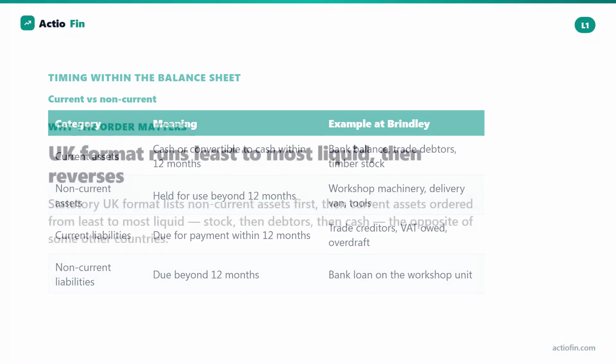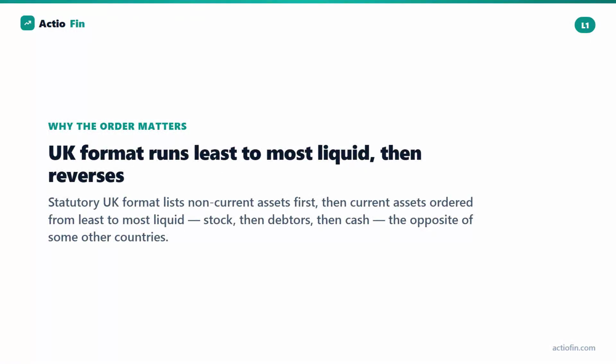A small formatting detail that trips up anyone used to a different country's conventions. The standard UK statutory format lists non-current assets first, followed by current assets ordered from the least liquid to the most liquid.